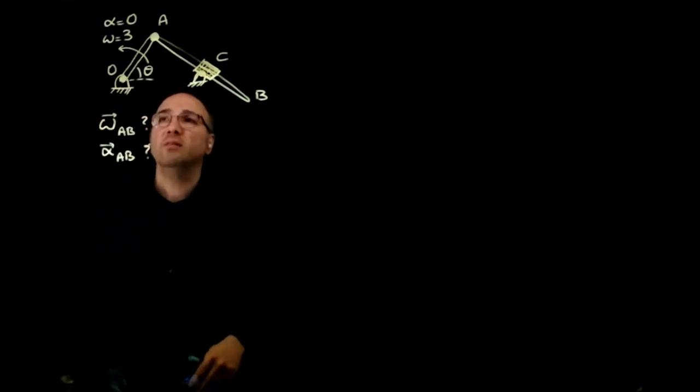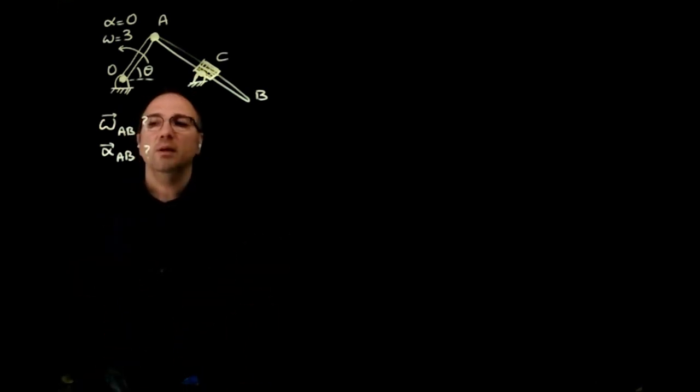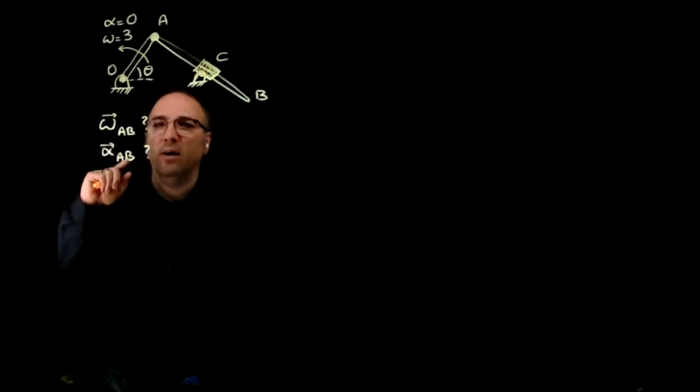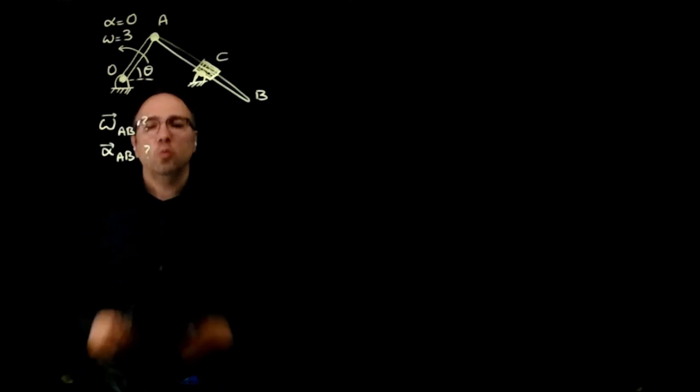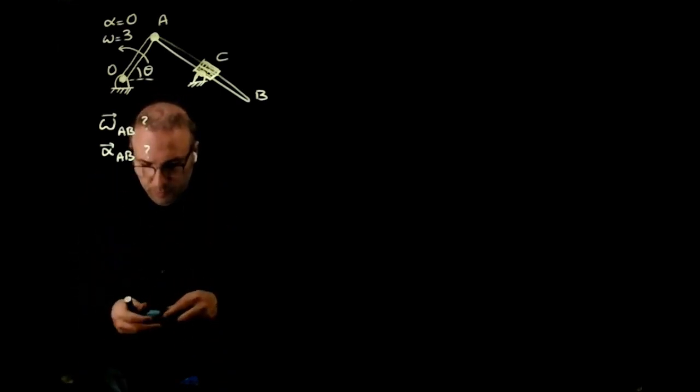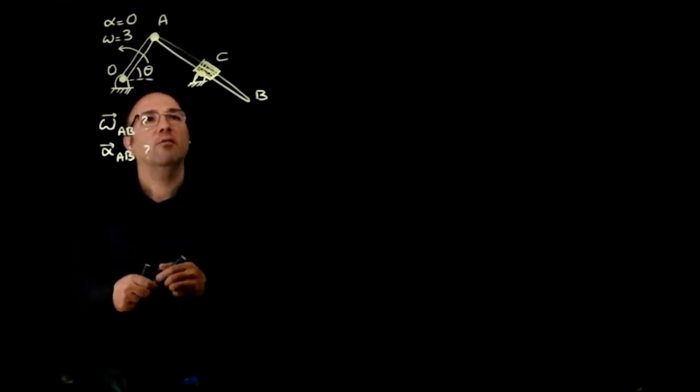At this moment, when theta is, for example, 45 or whatever, we want to calculate omega of AB and alpha of AB. So we don't write the numerical value, but we want to see how to solve this.